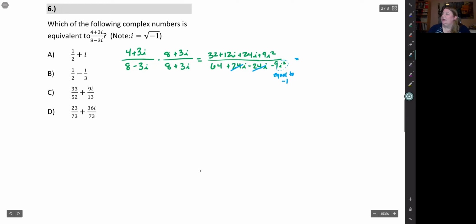So I can change the numerator to 32 plus, let's see, 12 plus 24 is 36i. Now this is going to change to minus 9 because remember that i squared is a -1. And in the denominator, I'm going to have a 64 plus 9. It used to be minus 9i squared, so I'm going to change that minus to a plus. And finally, it's going to be 32 minus 9 is 23 plus 36i over 64 plus 9 is 73.